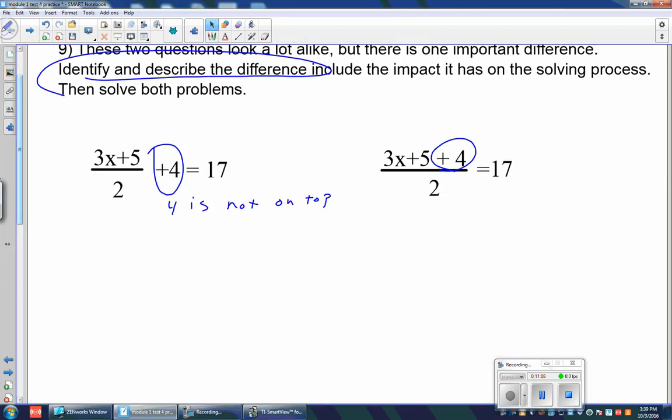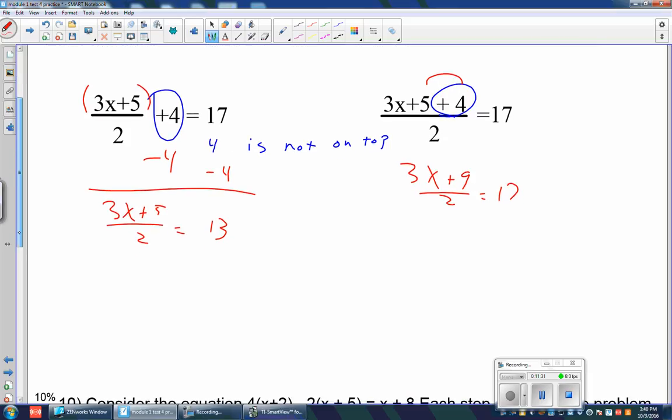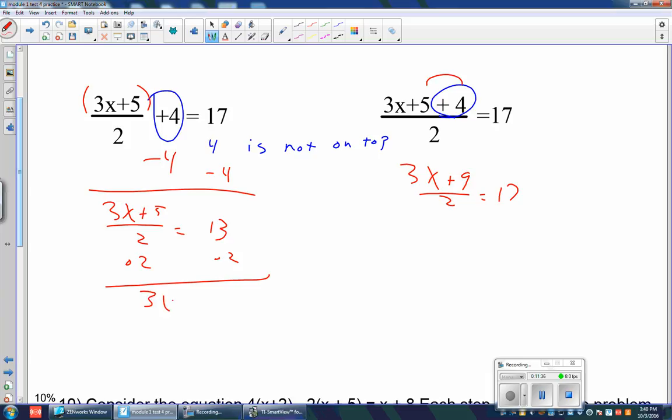So we've solved a couple of these in class. First thing you do is subtract 4 because you're doing the reverse order of operations. That's not part of the parentheses. 3x plus 5 all over 2 equals 13. Here, we combine the like terms. 3x plus 9 over 2 equals 17. Now, we multiply by 2. 3x plus 5 equals 26.